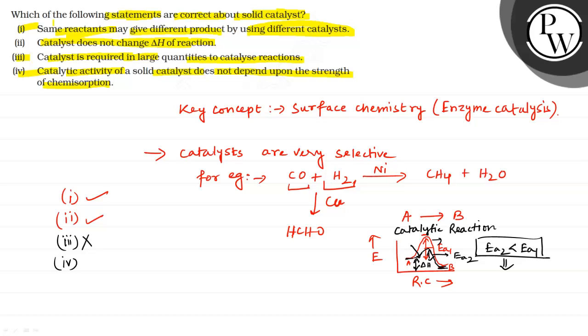So what is in option 4? Option 4: catalytic activity of a solid catalyst does not depend upon the strength of the chemisorption. This is incorrect, because on the solid surface of the catalyst, when reactants A and B come by adsorption, a chemical bond forms, and that depends on the strength of the chemisorption. The bond formation leads to the activity of a solid catalyst. So the catalytic activity of a solid catalyst does depend on chemisorption. That's why option 4 is incorrect.